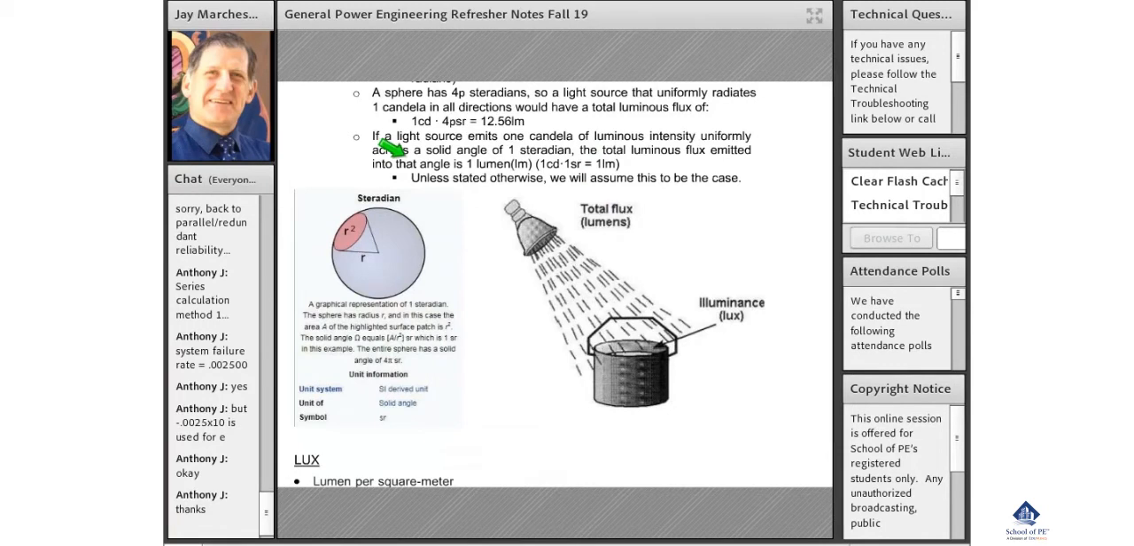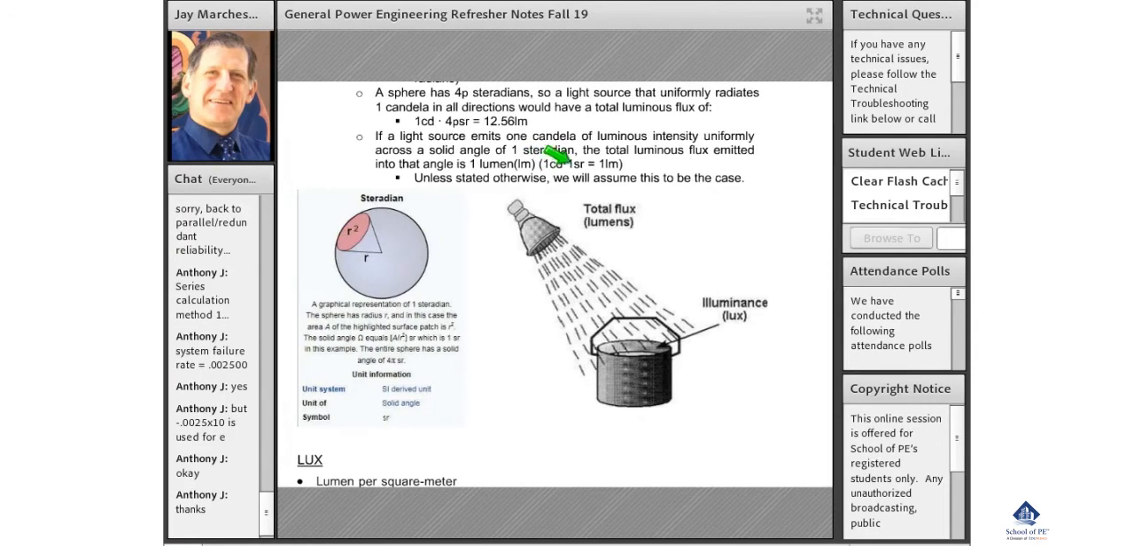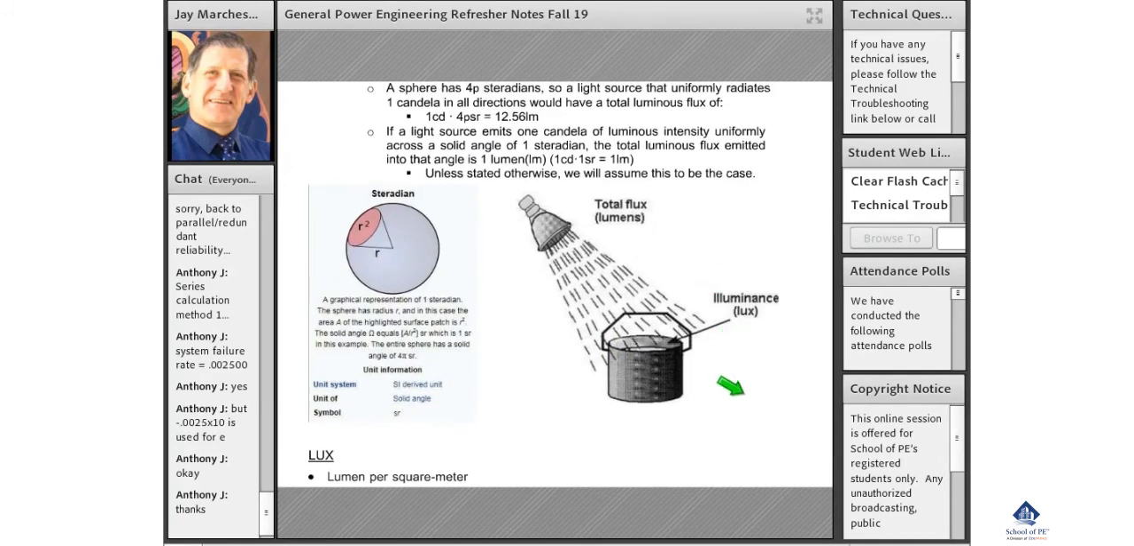So if a light source emits 1 candela of luminous intensity uniformly across a solid angle of 1 steradian, so here's your 1 steradian angle again, the total luminous flux emitted then is 1 candela times 1 steradian is equal to 1 lumen. So normally we'll consider this to be the case. So we're typically talking about a light source emanating down on some object, a work surface, whatever it ends up being. And so we'll assume, unless told otherwise, that this is kind of the situation here.